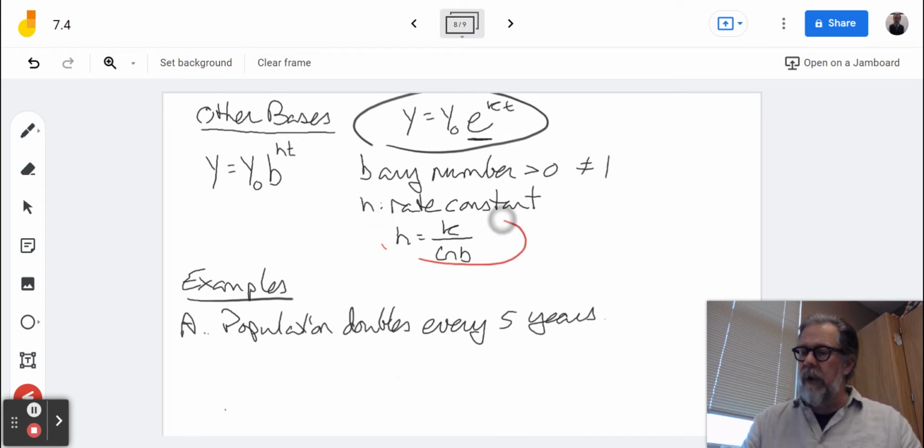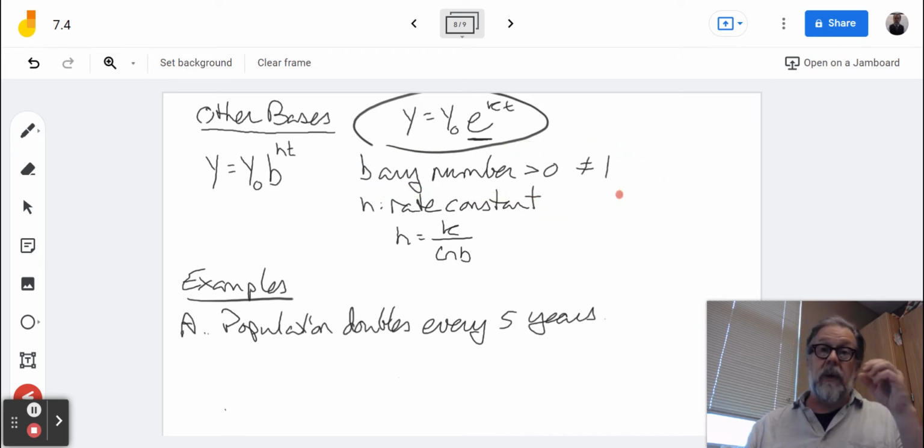It is something different, and we'll look at that a little bit later, but we can actually show that h is just equal to the decay constant divided by natural log of b. We're not going to talk about that specifically right now. And also, b can be any number greater than 0 except 1. Technically, it can be equal to 1, but then you just have a constant value, and that's boring. So it won't be equal to 1.